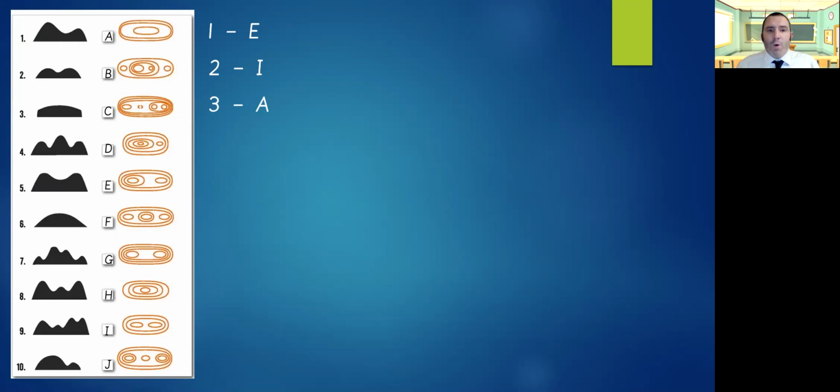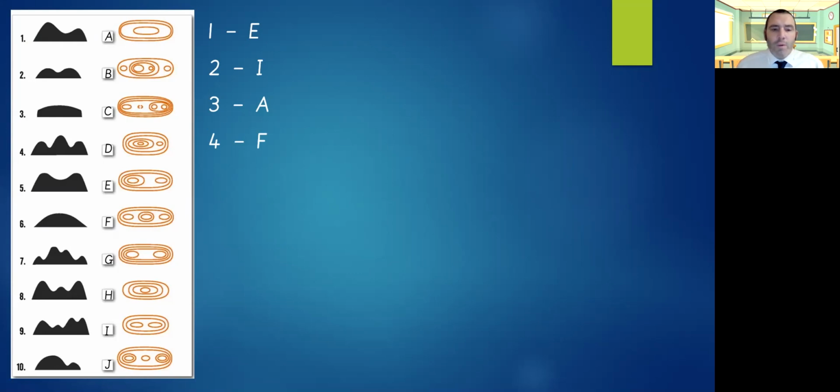Now, number 4. What did you put for number 4? Because there's 2 or 3 that have got 3 peaks on them, but there's only one that's the right answer. If you put F, well done. The clue here is the extra contour line in the middle, which shows that this middle part is higher than the 2 peaks either side of it.